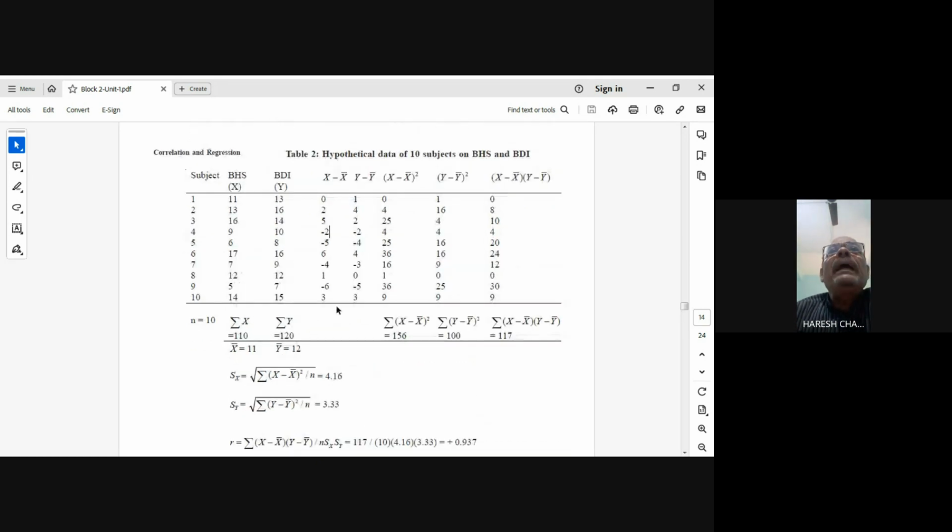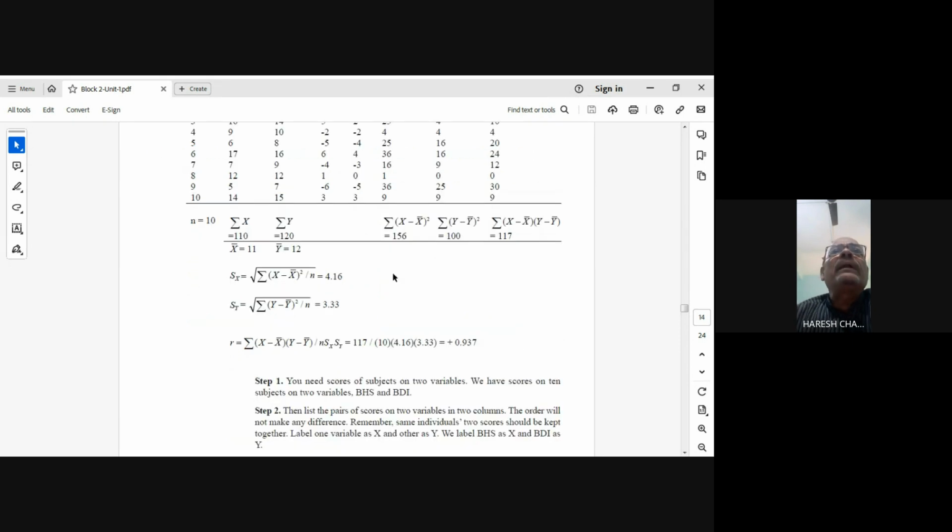Now you have to make the summation of these columns. This is the x minus x dash square column summation, it is 156. You can check, not now, afterwards. This is the y minus y dash square summation, which is 100. And this is the x minus x dash into y minus y dash summation, which is 117. These are the values you have to get, the summated values.